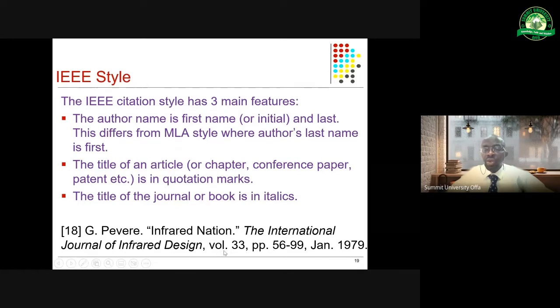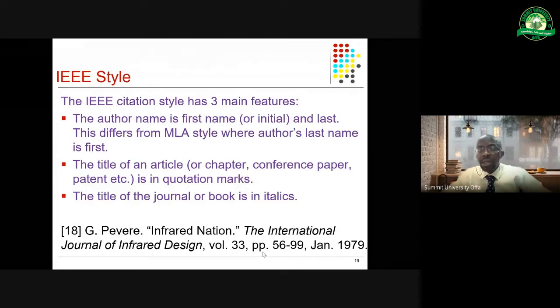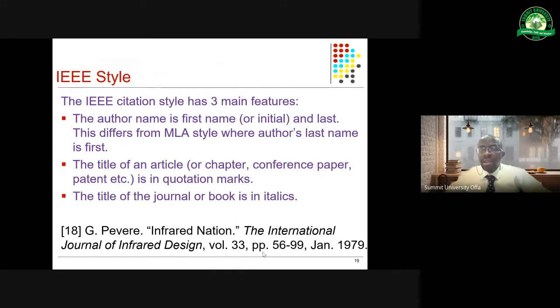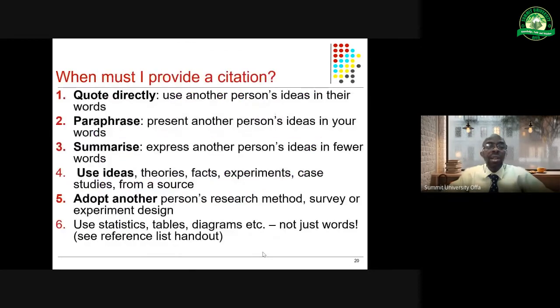And again, you have other information like the volume, and then pp dot, that pp must be in small case if it is more than one page. If it is just one page, you are allowed to use just p dot 59. But in this case, it's more than a page, so that's why we are using pp dot, and you cite the pages, comma, and the year. So this is typically IEEE style for your referencing.